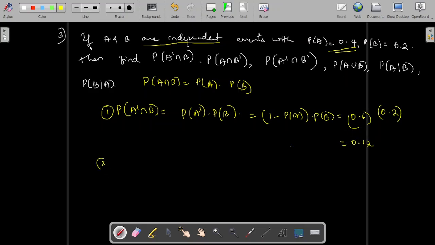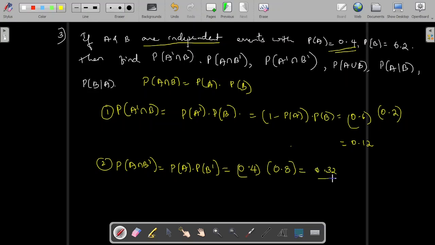Now second question, the probability of A intersection B dash is calculated as P of A into P of B dash, because A and B are independent, which means A and B dash are also independent. P of A is 0.4, into P of B dash, which is 1 minus P of B, that is 1 minus 0.2, 0.8. That is 0.32.